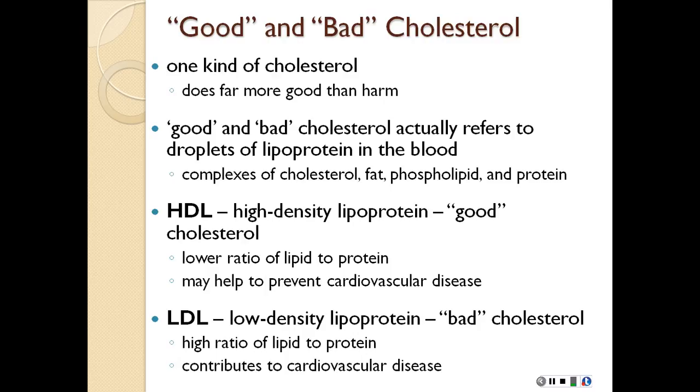So HDL, again, is good cholesterol because it has a lower ratio of lipid to protein. Even though both of them are made of proteins with lipid, HDL has a lower amount of lipid compared to that of protein. And HDL may help to prevent cardiovascular disease. LDL is the bad cholesterol. It has a high ratio of lipids to protein and contributes to cardiovascular disease, the buildup of plaque. And this is obviously going to affect some people more than others.